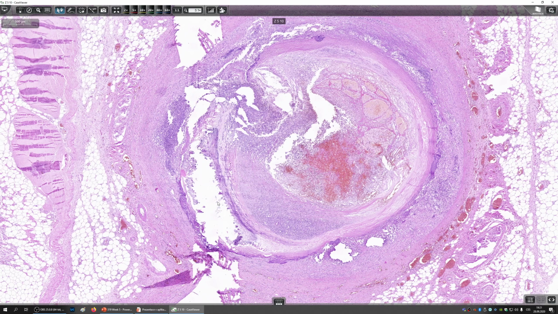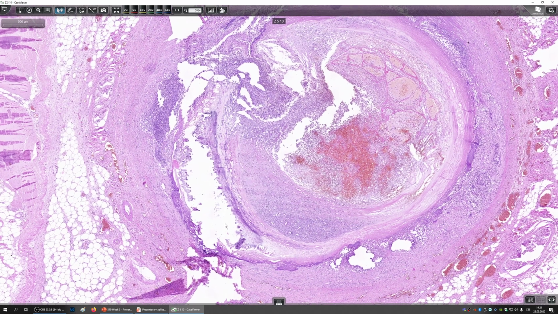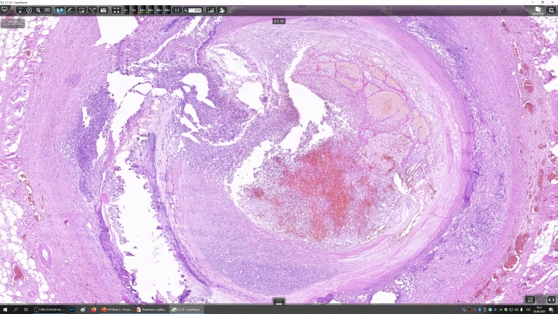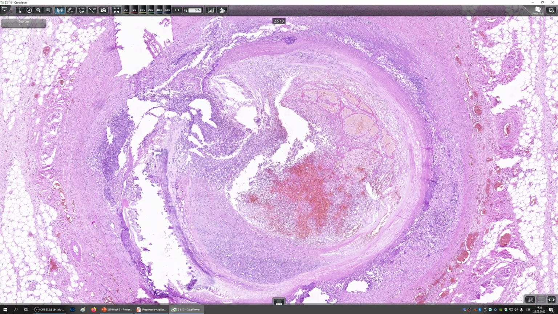Here you see the artifact. There was a lot of calcification, which has been cut by the microtome blade. If you have calcification, it's very difficult to cut. And we check out the atherosclerotic plaque. The atherosclerotic plaque was big like this. It's almost circular, and it was almost completely occluding the lumen.